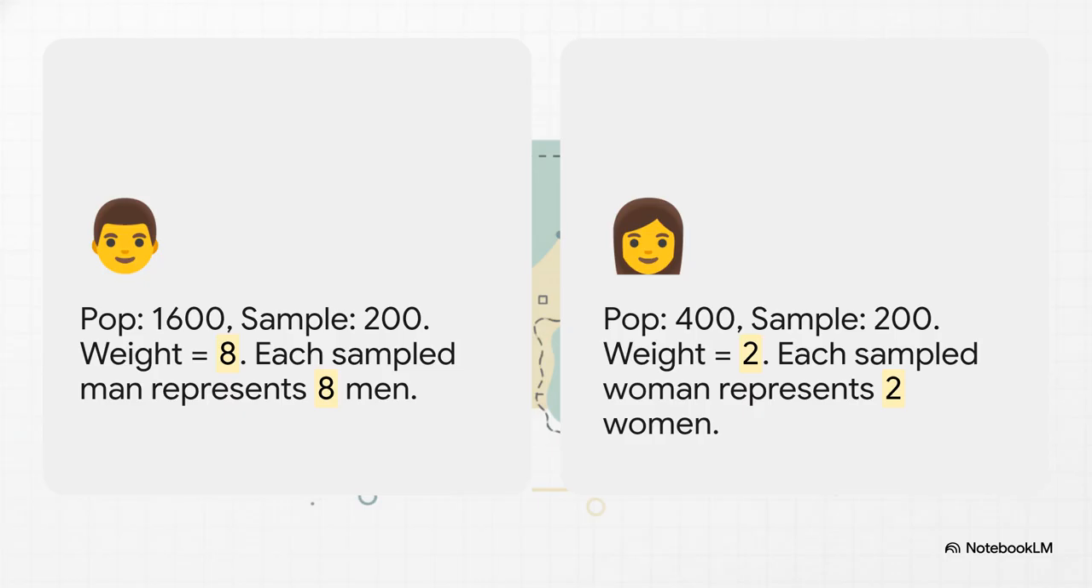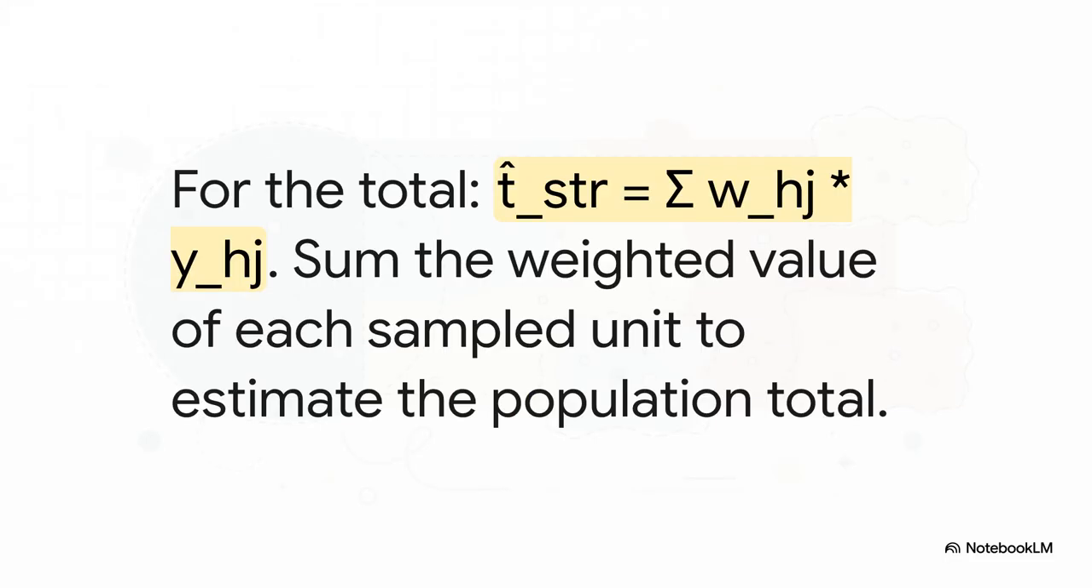And when we look at our formulas through this new lens of weights, they become incredibly simple. To get the estimated population total, you just go through every single person in your sample, take their value, multiply it by their own personal weight, and then just add it all up. It's a much more direct way to think about it, and it gets you to the exact same answer.